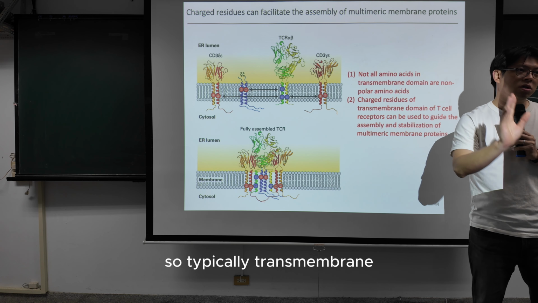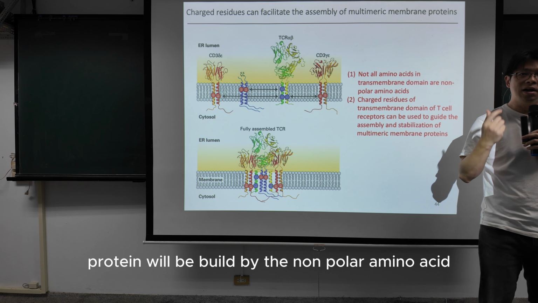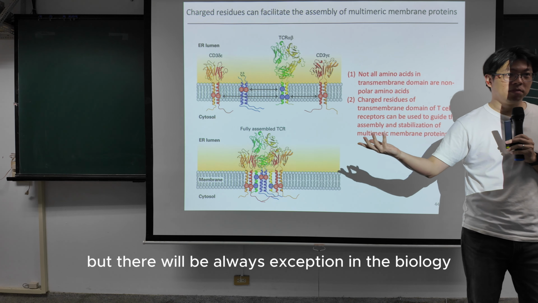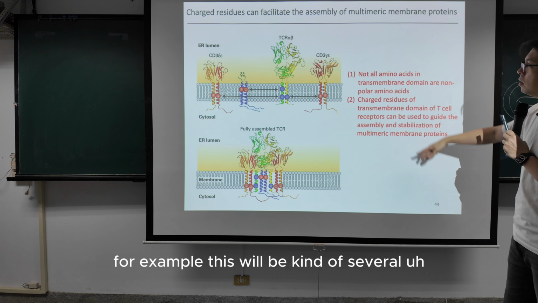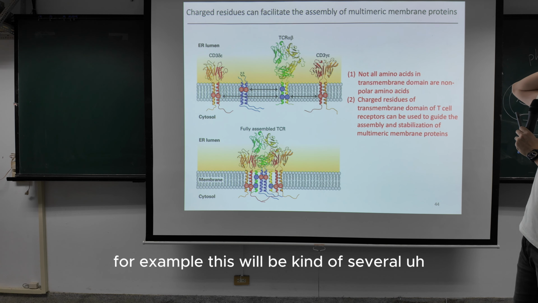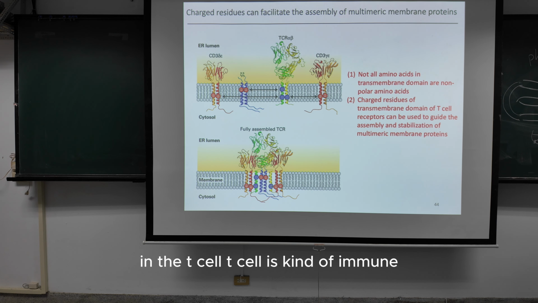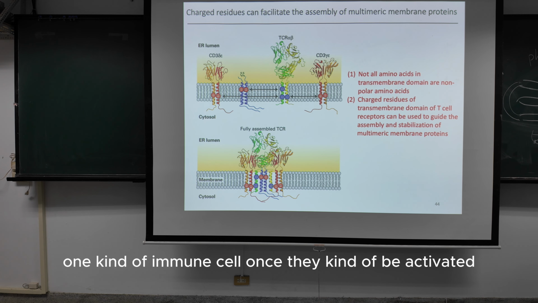So typically, transmembrane protein will be built by non-polar amino acids and the alpha helix, but there will always be exceptions in biology. For example, this will be several transmembrane proteins in the T cell. T cell is one kind of immune cell. Once they are activated, they will trigger the downstream immune response. But to trigger the T cell signaling, several signaling molecules in the ER of the T cell need to assemble, forming a cluster like this.